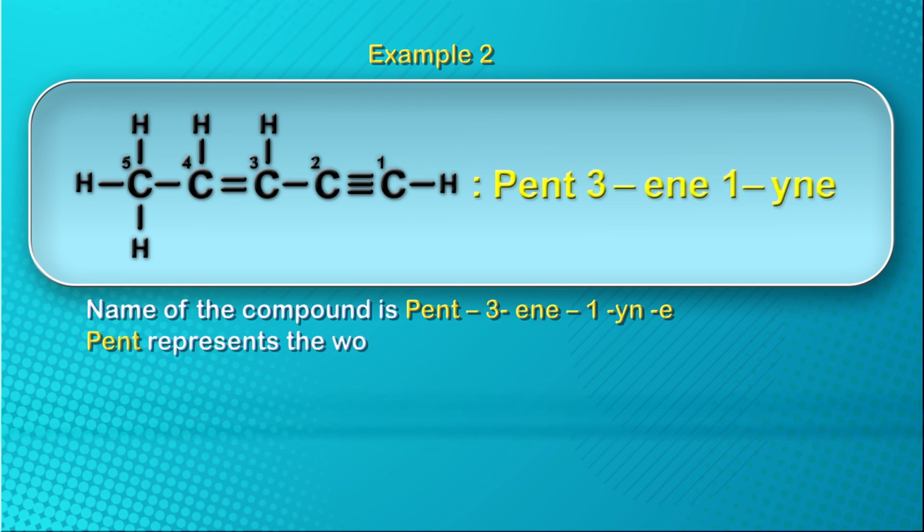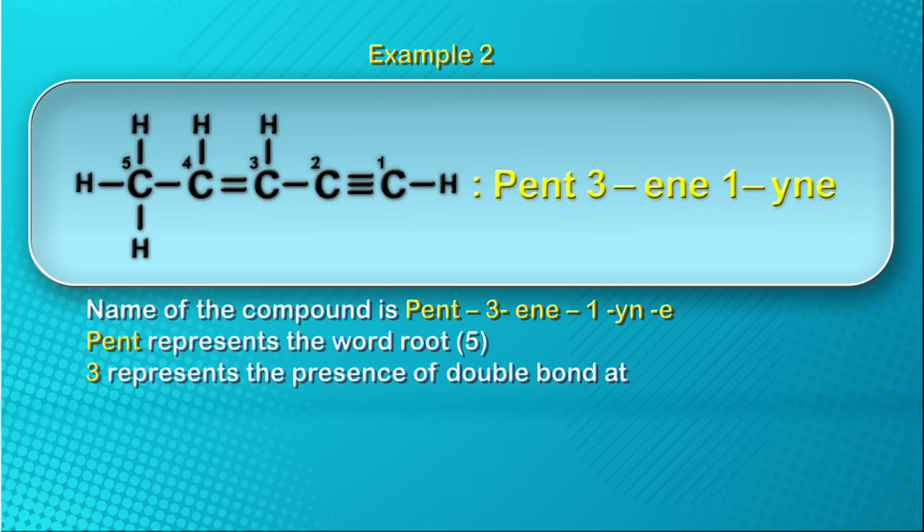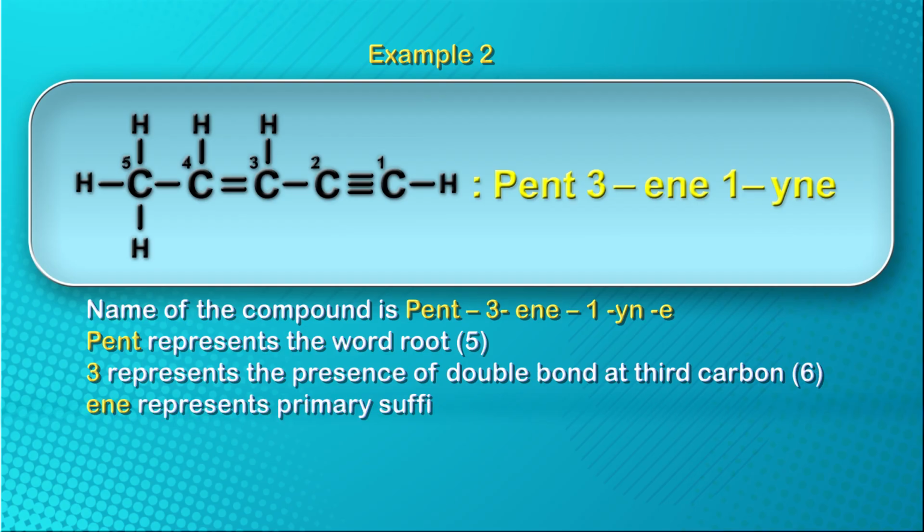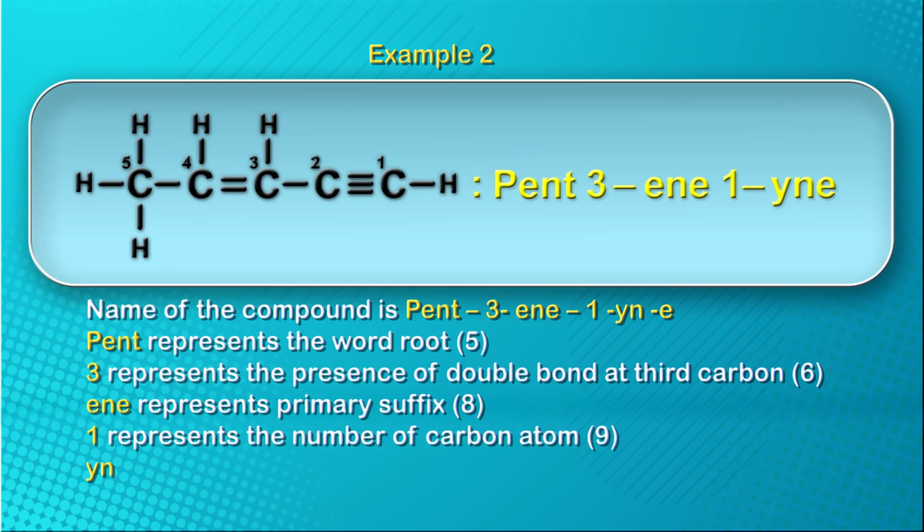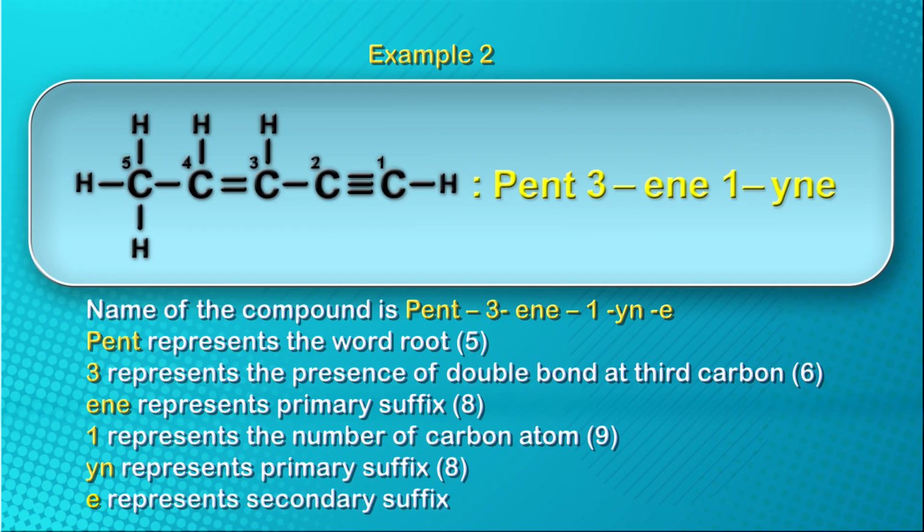Pent represents the word root. 3 represents the presence of the double bond at the third carbon. Ene represents the primary suffix. 1 represents the position of the carbon atom. Ine represents the primary suffix. E represents the secondary suffix.